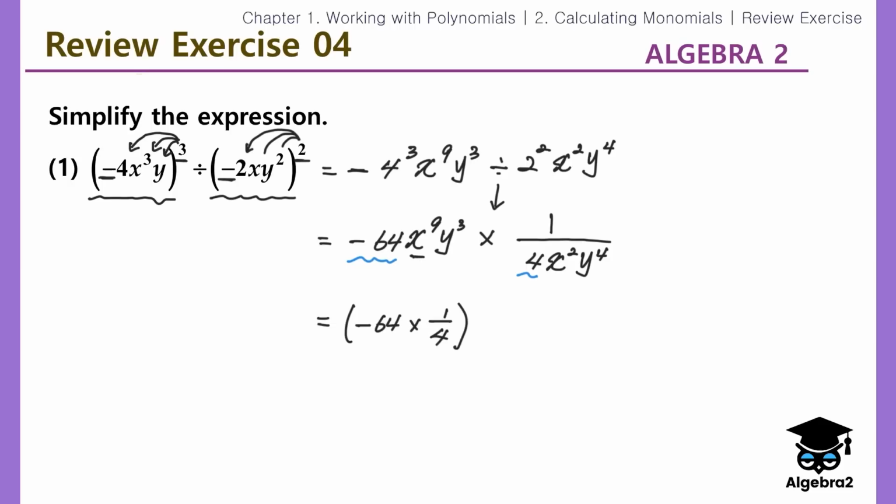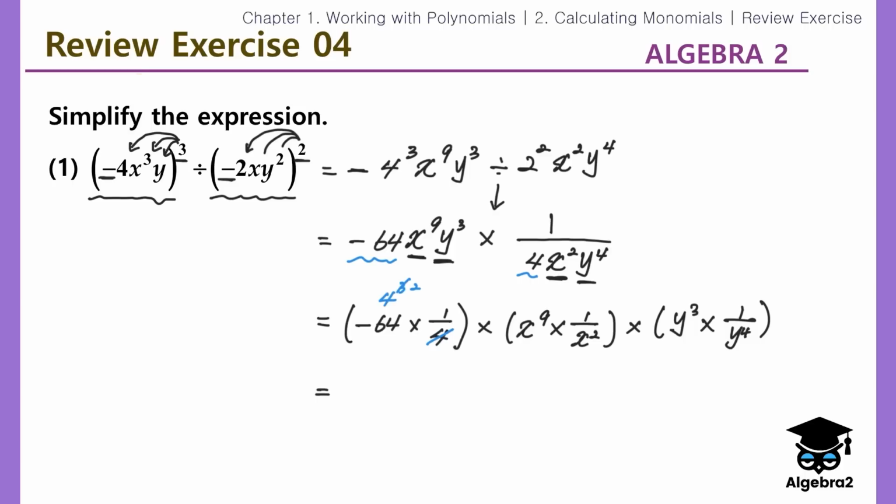We have x to the 9, times 1 over x squared. And we have y cubed times 1 over y to the 4. Right? So that is equal to, remember, 64 is 4 cubed, right? This was 4 cubed. So cancel one of them.